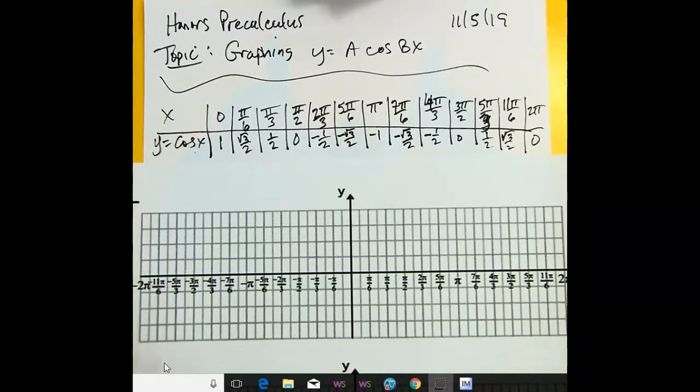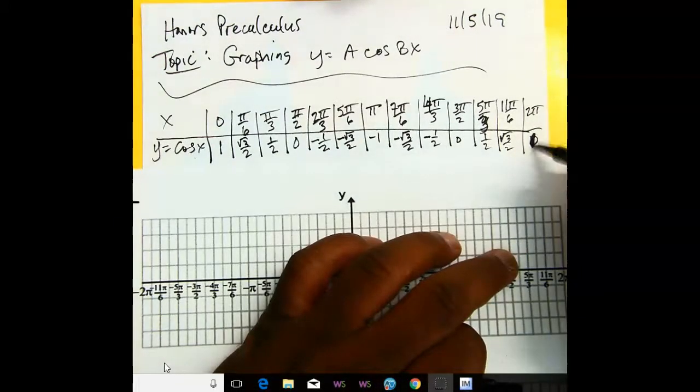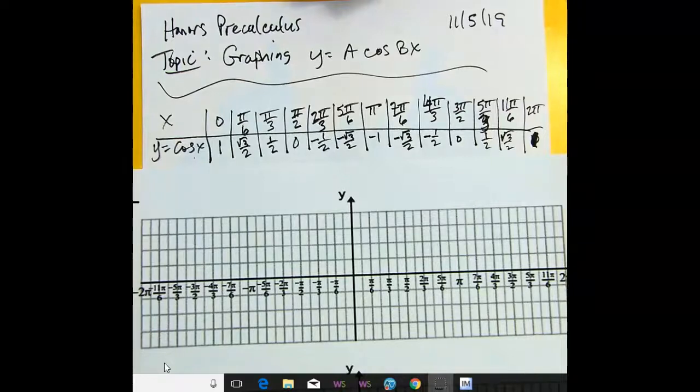2 pi is 1. I agree. All right, anything else?